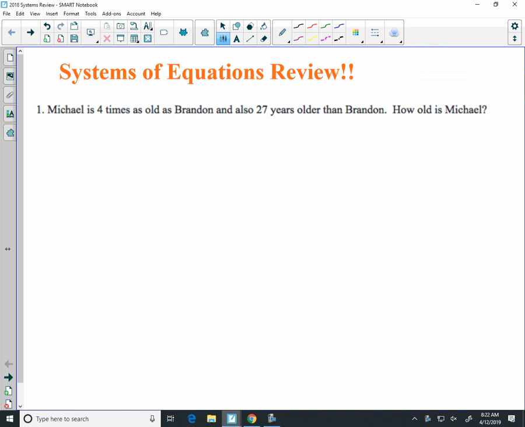We're going to write a system of equations for these three problems. We're going to put it into Desmos, and we're going to find where our two equations, our two lines, cross. These are all linear equations. So here we are.